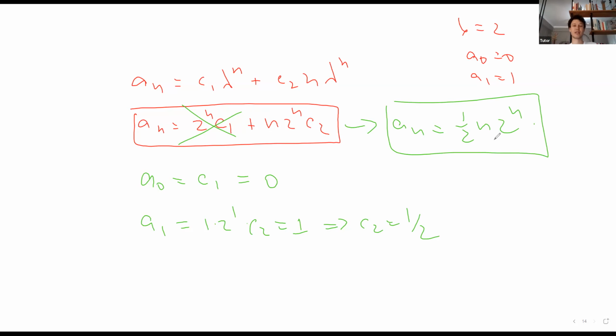Okay, so that's it. So basically this is my sequence. And now you can plug in values. Plug in n equals 0, you get 0. You plug in n equals 1, you get 1. You plug in n equals 2. What do I get for n equals 2? So A2, I just plug in 2. The 2 is going to cancel. So I'm going to get 4.